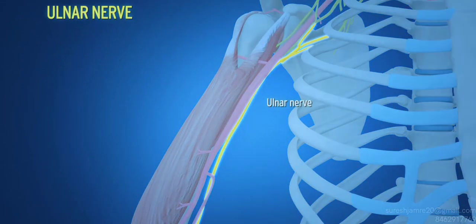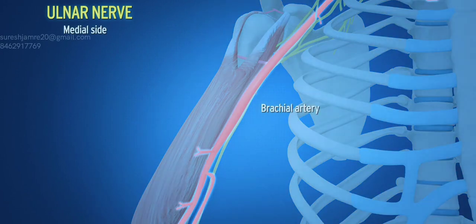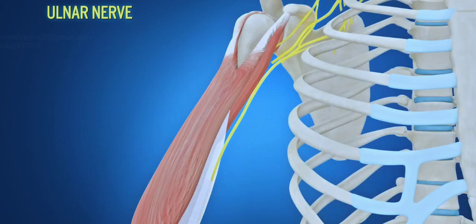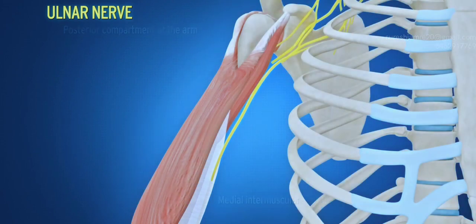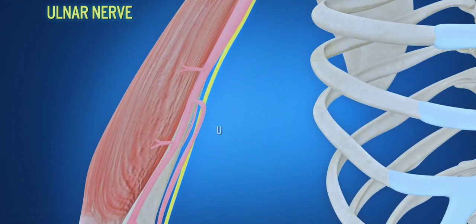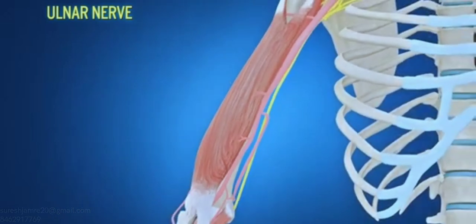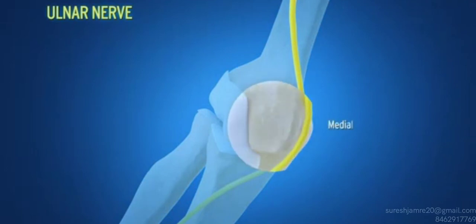Ulnar nerve. Ulnar nerve accompanies the medial side of the brachial artery till the level of insertion of coracobrachialis. Then it pierces the medial intermuscular septum and enters the posterior compartment of the arm. The lower part of the ulnar nerve is accompanied by the superior ulnar collateral artery. It enters the forearm by passing behind the medial epicondyle of the humerus where it can be palpated.